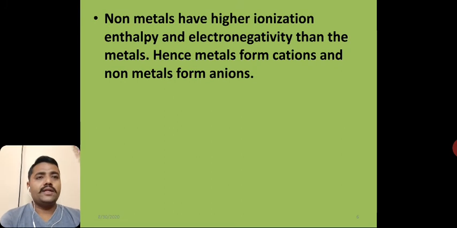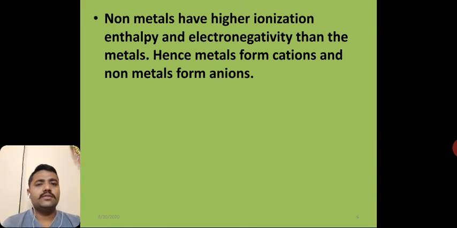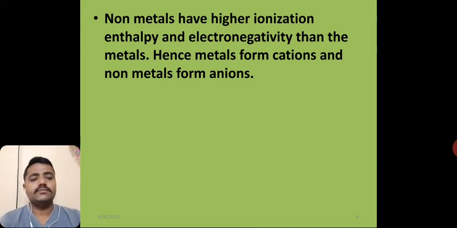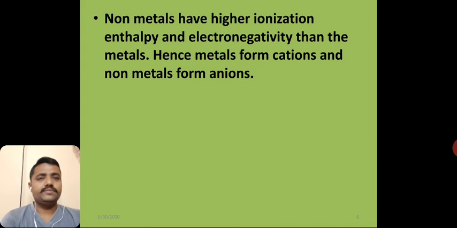Non-metals have higher ionization enthalpy and electronegativity than metals. Hence, metals form cations and non-metals form anions. This point is very important. What is ionization enthalpy? The amount of energy required to remove an electron from an isolated gaseous atom is known as ionization enthalpy.